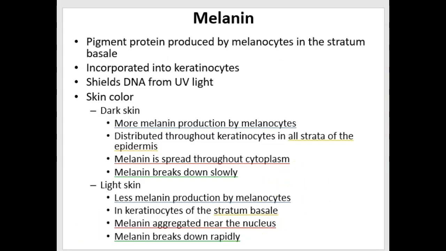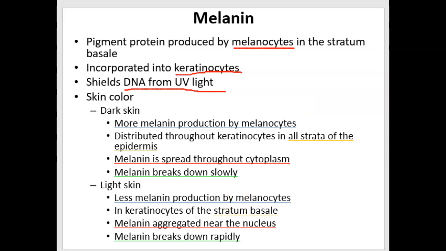Okay, a little bit about melanin. Melanin is produced by those melanocytes that exist in the stratum basale. The melanin is released from those cells, and then the keratinocytes take it up into their cytoplasm. The reason melanin is beneficial is that it shields DNA from UV light. And UV light in high doses, of course, is carcinogenic, and it damages DNA.